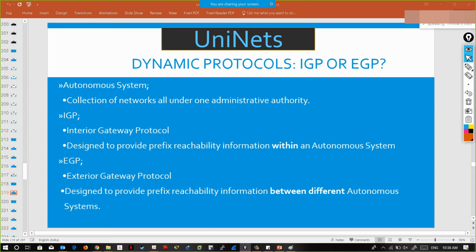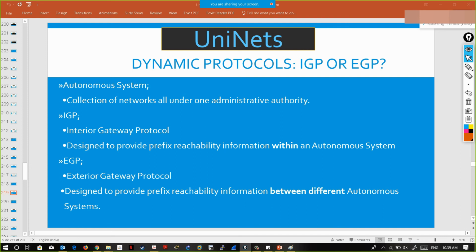In order to exchange this routing information in one AS, we use IGPs, Interior Gateway Protocols, right? So to exchange information between two ASes, we use exterior gateway protocols, and to exchange routing information in only one AS, we use IGPs. Okay, but what an AS is, it is very similar to an IP.